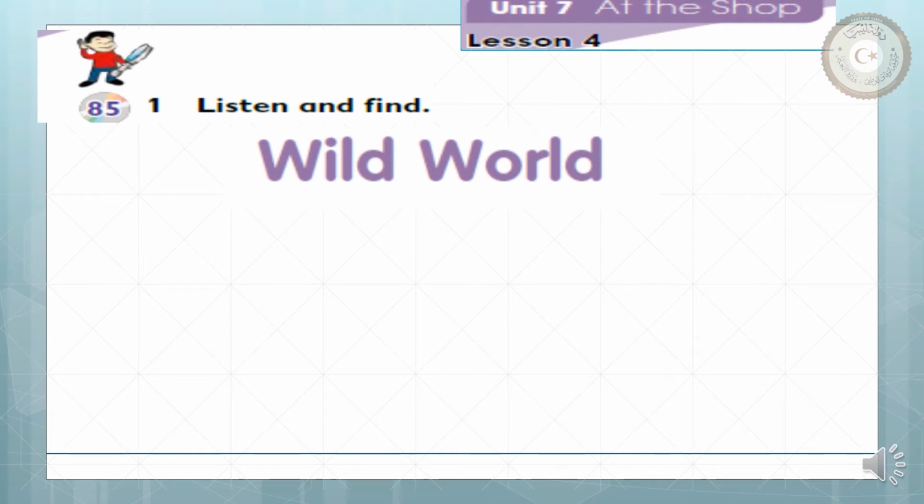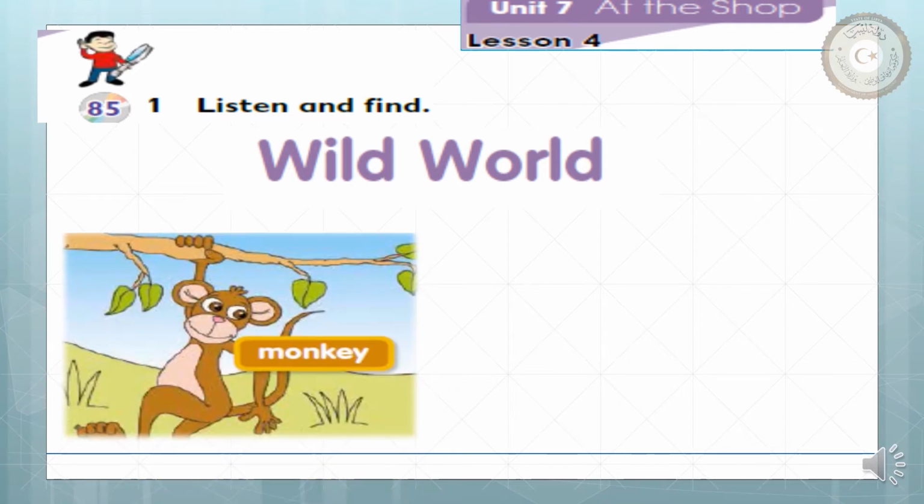Let us start with the first one. Remember, this is the title of the lesson, Wild World. This is the first picture. Do you know this animal? Have you seen it before? What is it? If you want, say it in Arabic. It's a monkey. Very good. So this is a monkey. It jumps on the tree.